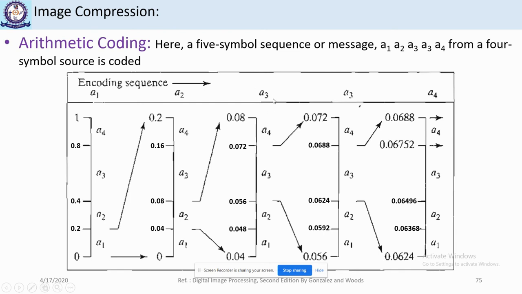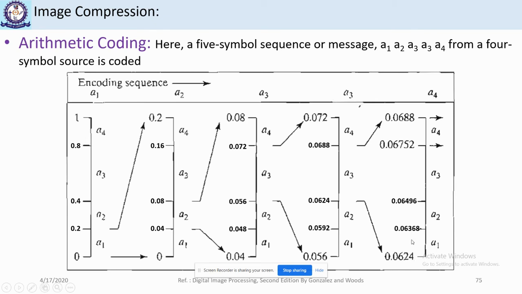Then the next symbol we have is A3. This A3 range, from 0.056 to 0.072, will be scaled to the same height, and then divided in accordance with the probability of occurrence of these symbols. So this will be the range for A1, this for A2, this for A3, and this for A4. Now again the next symbol is A3. The range of A3 is 0.0624 to 0.0688. This will again be scaled to the same height, and again divided into four ranges in accordance with the probability of occurrence of these symbols.